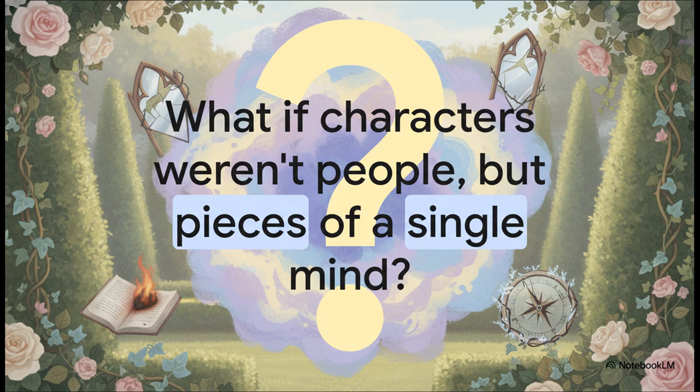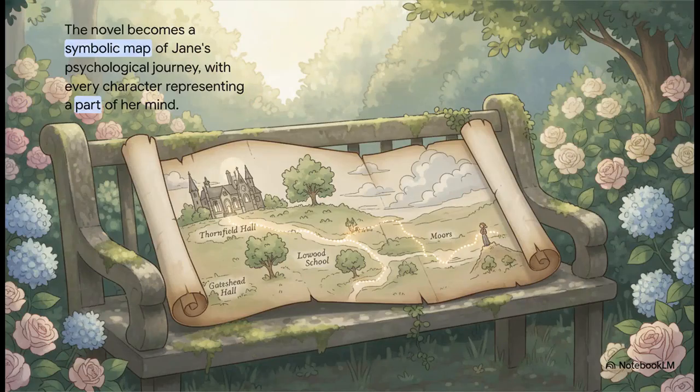Okay, so let's just dive right in with a pretty wild idea. What if all those famous characters in Jane Eyre aren't actually real people? I'm talking about the brooding Mr. Rochester, the terrifying Bertha Mason, even the super strict St. John Rivers. What if they're not just people she meets, but are actually pieces of her own mind, projections of her own internal battles? You know, once you start thinking that way, this one question really becomes the key to unlocking the entire novel.